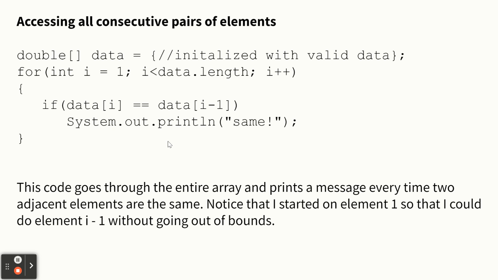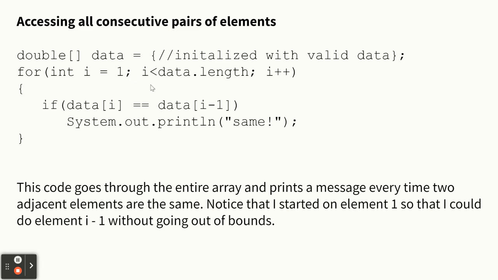All right, so I'm going to show you how to do that. I'm going to show you 2 ways. So in this case, we have an array of doubles. It's got a bunch of numbers in it. And I'm starting at element 1 instead of element 0, going to the end, and I'm checking, hey, is the current one equal to the previous one? So the reason I started at 1 is I knew I was doing an I minus 1 here.